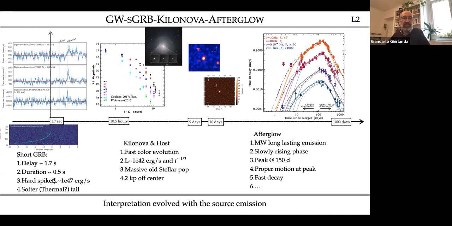Its duration is composed of a short spike of half a second, which is slightly harder and bears a larger luminosity. There is the possibility that this short spike is followed by softer emission, a kind of tail, whose spectrum could be thermal, even though without that much compelling evidence.